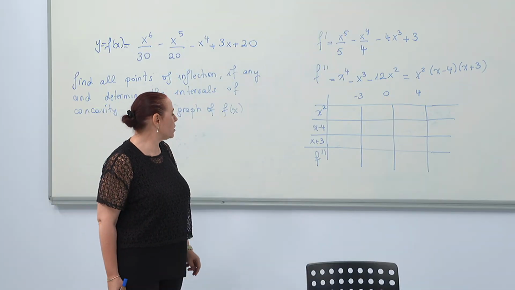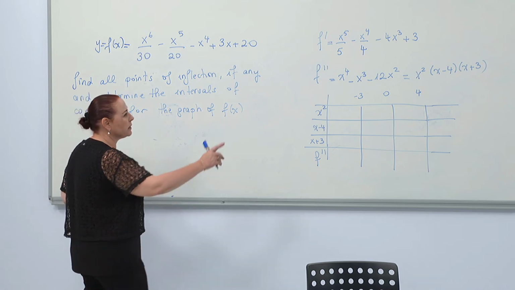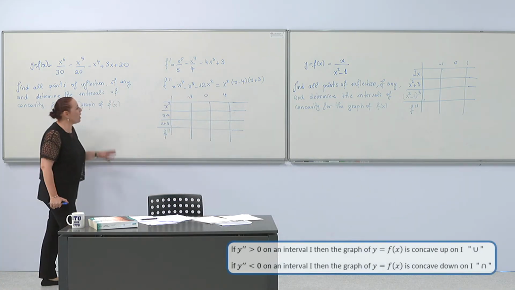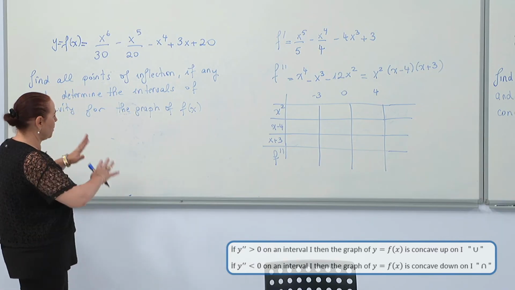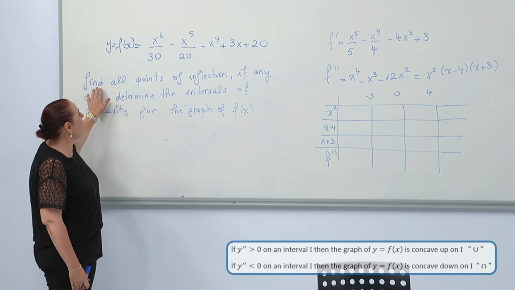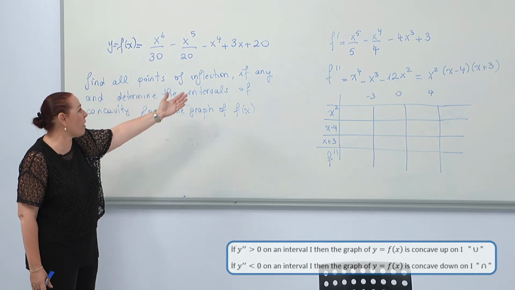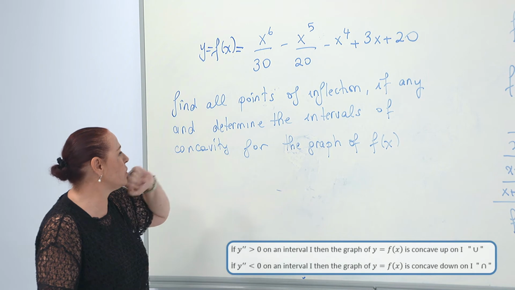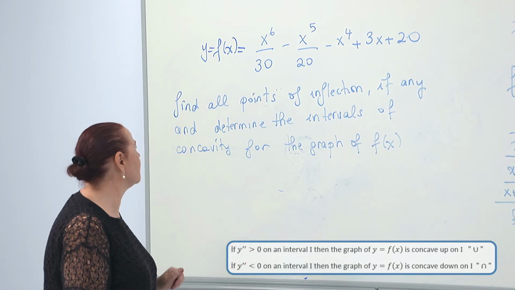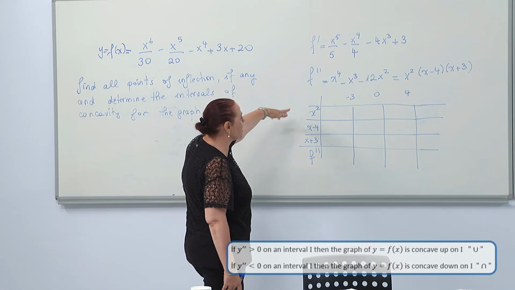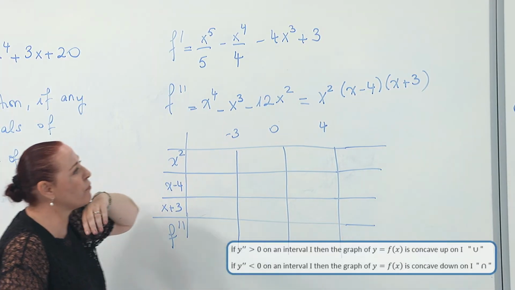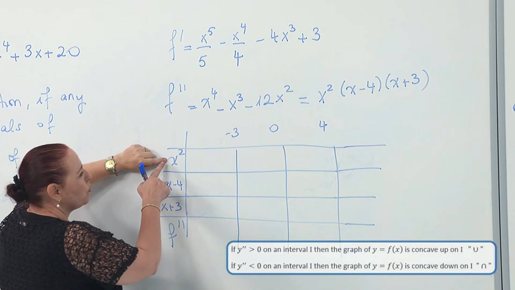Let us consider two examples, one polynomial and the other one is a rational function. To save us time, I have put down the derivatives. We're just going to discuss what is happening. Okay, so the question is, find all points of inflection, if there are any, and determine the intervals of concavity for the graph of f of x. So I wrote down the first derivative and the second derivative, and I have factorized it. So I have three factors.